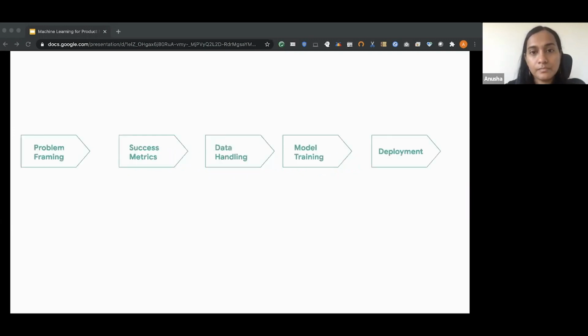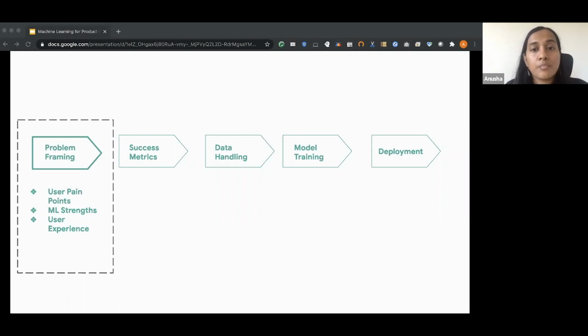ML product lifecycle roughly involves the 5 steps shown here: understanding the problem or framing the problem, defining success metrics, identifying data needed and data processing, training and evaluating the model, and finally deploying the model to production. At the outset, some of these steps seem very similar to traditional product development. But there are certain nuances to think about during ML-based product development. So let's talk about each step and how a product manager can play a role in this.